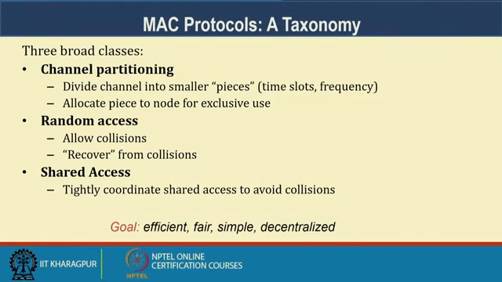The basic philosophy, or the basic goal, is that it should be efficient, fair, simple, and decentralized. Efficient means that the channel is utilized efficiently. Fair means it is fair to all the nodes in that LAN, and is not giving any extra preference to others. It should be simple to implement. Finally, at the end of the day, these devices are not high-resource devices, so it should be simple to implement. And as far as possible, it should be decentralized. There should not be any centralized control over these mechanisms. So, efficient, fair, simple, and decentralized: these are the things any MAC protocol tries to achieve.